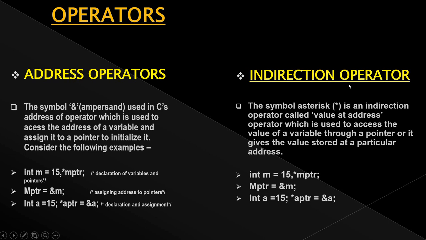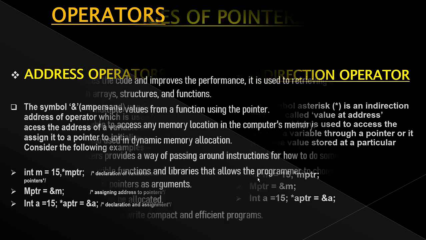Second one is the indirection operator. The asterisk symbol is an indirection operator called the value at address operator, which is used to access the value of a variable through a pointer, or it gives the value stored at a particular address. Here are also examples of the indirection operator.